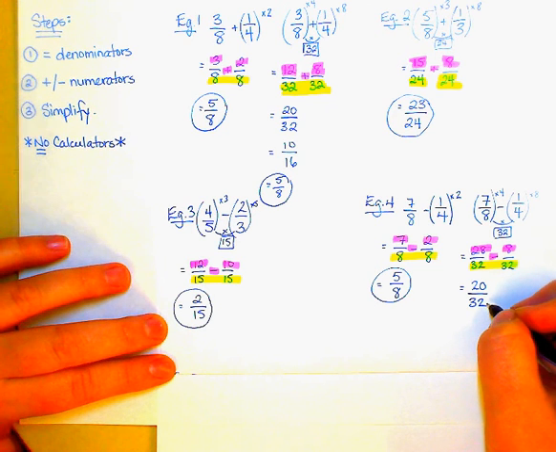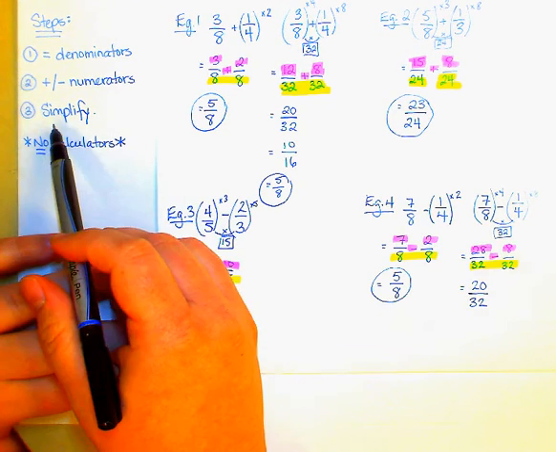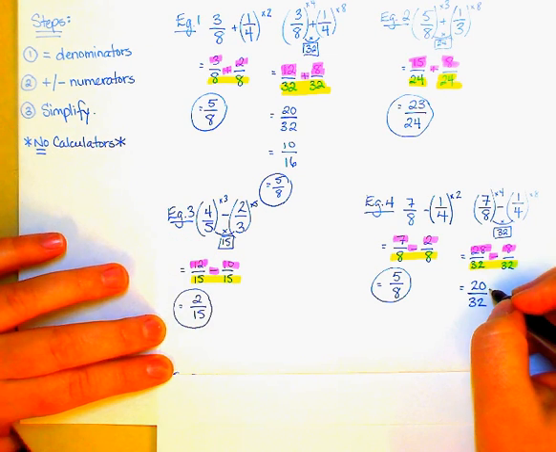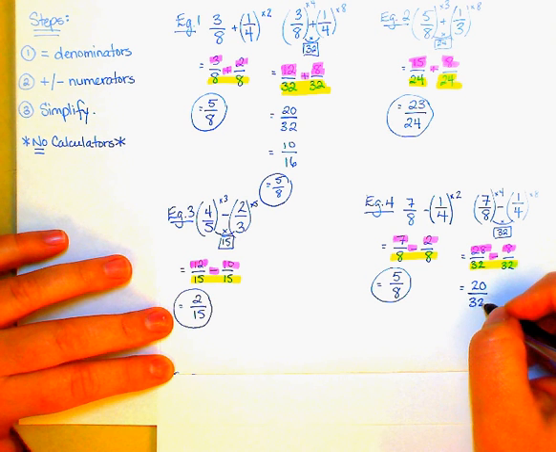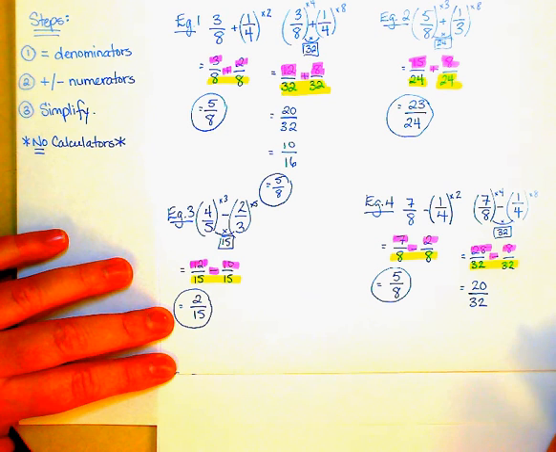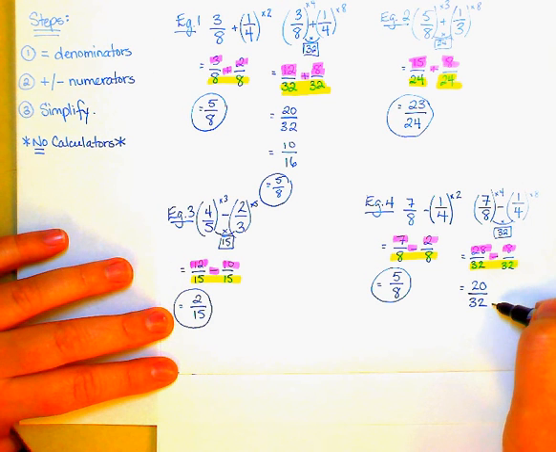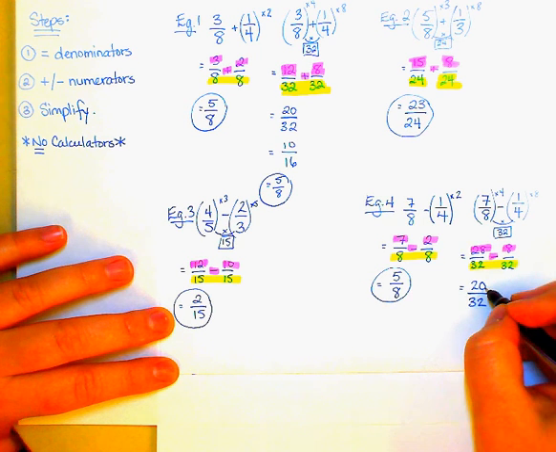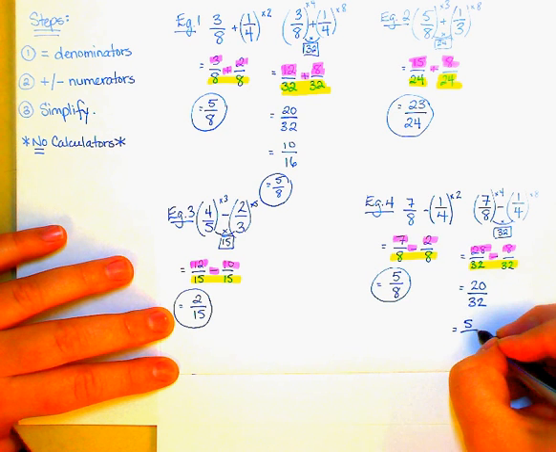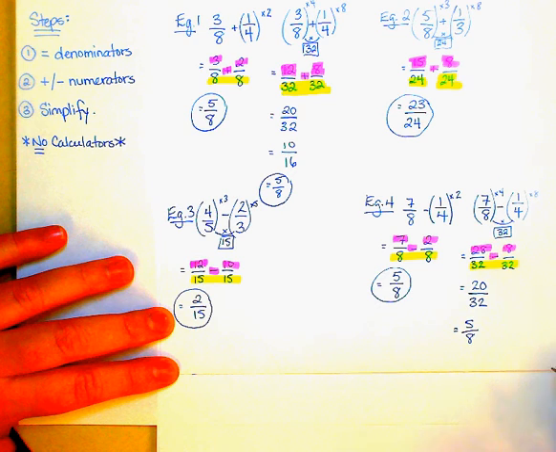Now, these are both even numbers, so I can simplify. I can move on to step 3 and simplify. So 20 divided by 2 would give me 10, 32 divided by 2 would give me 16. Some of you might recognize that 20 and 32 are also multiples of 4, which means both can be divided by 4. So 20 divided by 4 gives me 5. 32 divided by 4 gives me 8. So I'm left with 5/8.